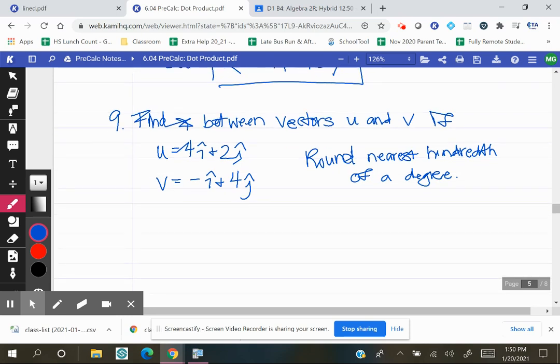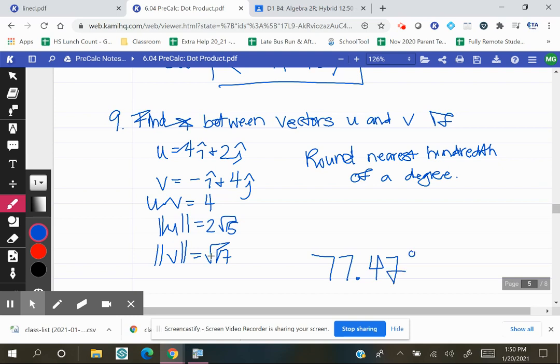All right, so you should have gotten your dot product to be 4, your magnitude of u should be 2 radical 5, magnitude of v is radical 17. Again, I'm looking for all the work on your papers. It's hard to read this anyway. And your final answer should be 77.47 degrees, 77.47 degrees once you do the inverse cosine.